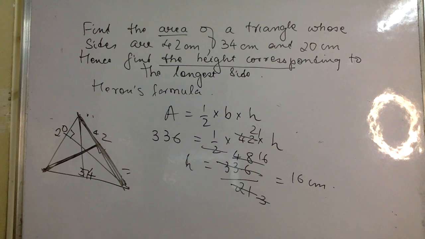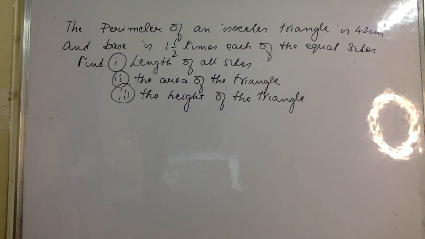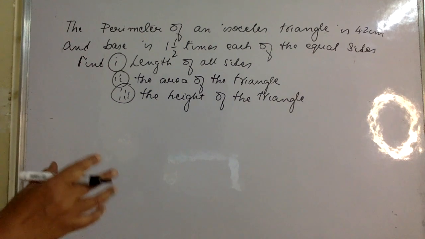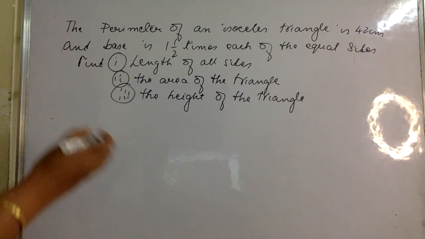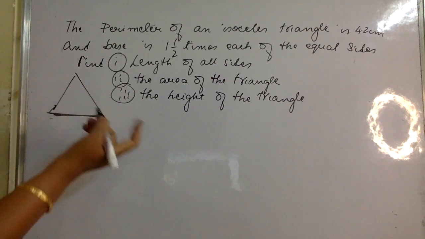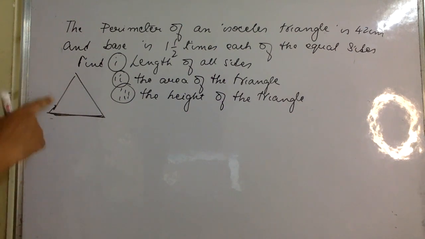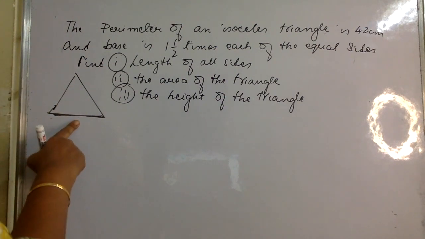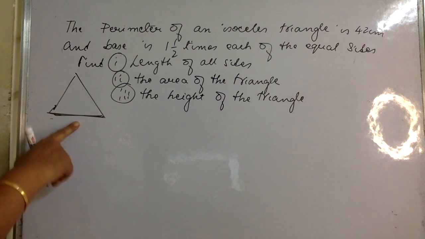Okay. Now, let me take up one sum about isosceles triangles. Let us understand the sum first. The perimeter of an isosceles triangle has been provided to us, and the base is 1.5 times that of the equal sides. Remember, whenever we have an isosceles triangle, this is the unequal side and these two are the equal sides. Two of them are equal sides, one is the unequal side. Okay. So, length of all the sides.